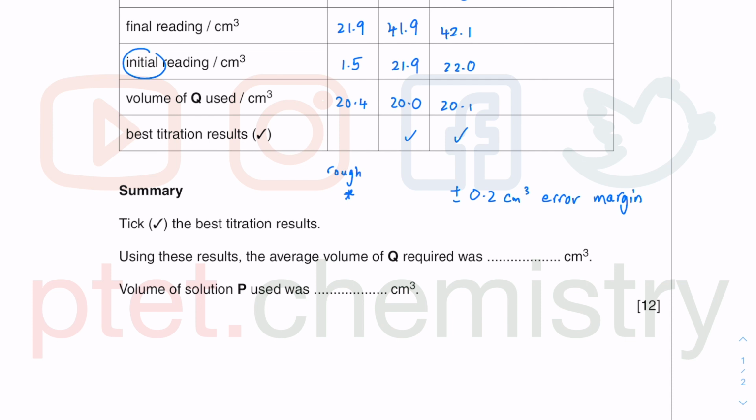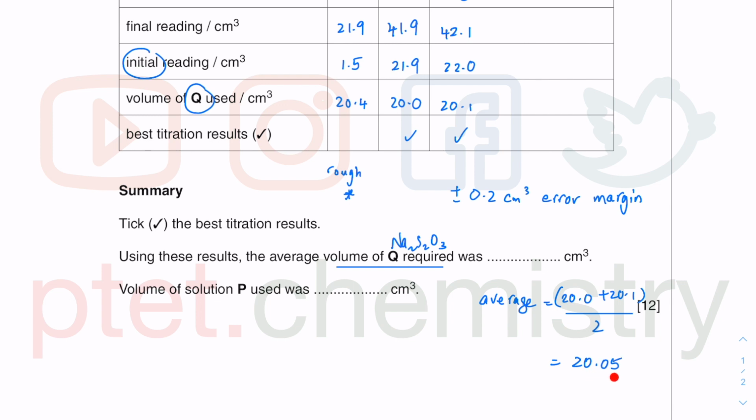So using these results, the average volume of Q required, Q was the sodium thiosulfate that was from the burette. I make it a point that I always show my average working. And when I do averaging, make sure you know how many readings you are averaging. Here I'm averaging 2 best titres, so I do them in a bracket, because without the bracket you might mess up keying in a calculator, and when you mess up that bit there will be no turning back for you.